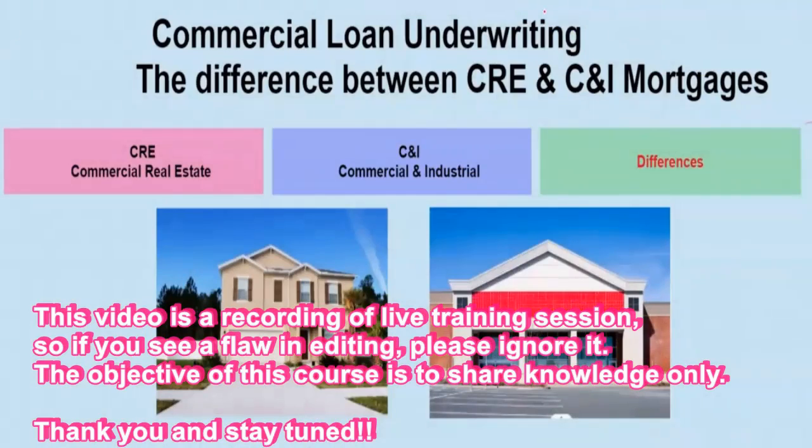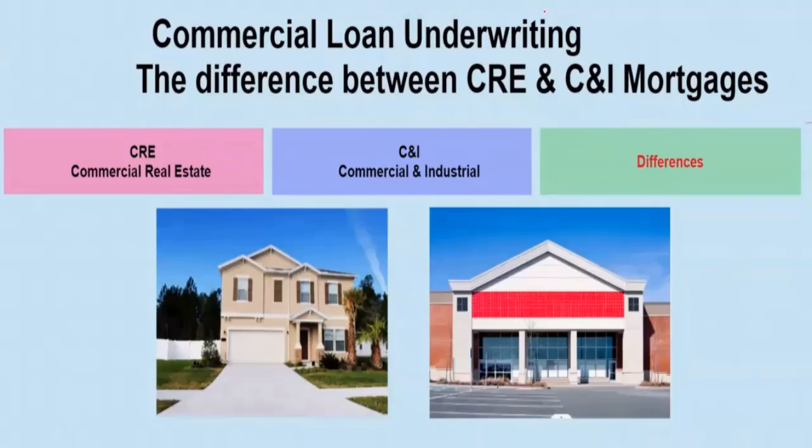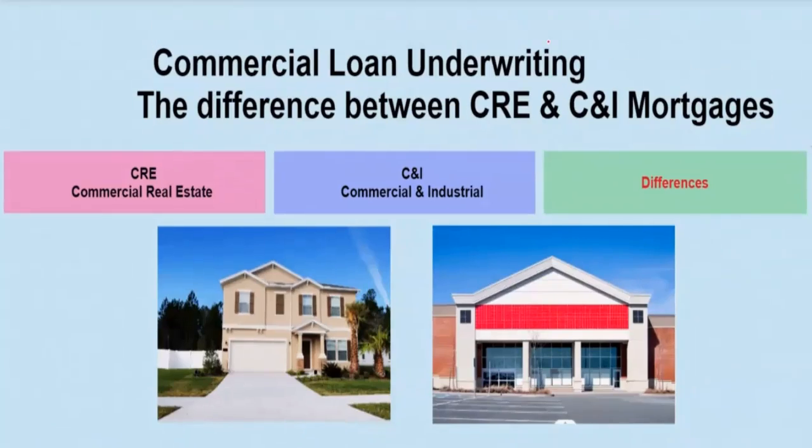Hello friends, today we are going to discuss commercial loan underwriting, CRE and C&I mortgages. CRE stands for commercial real estate. C&I stands for commercial and industry. What will be our focus? Our focus will be the differences between CRE and C&I, and to understand what exactly these transactions, products, and loan programs are, and what the differences are between both these programs.